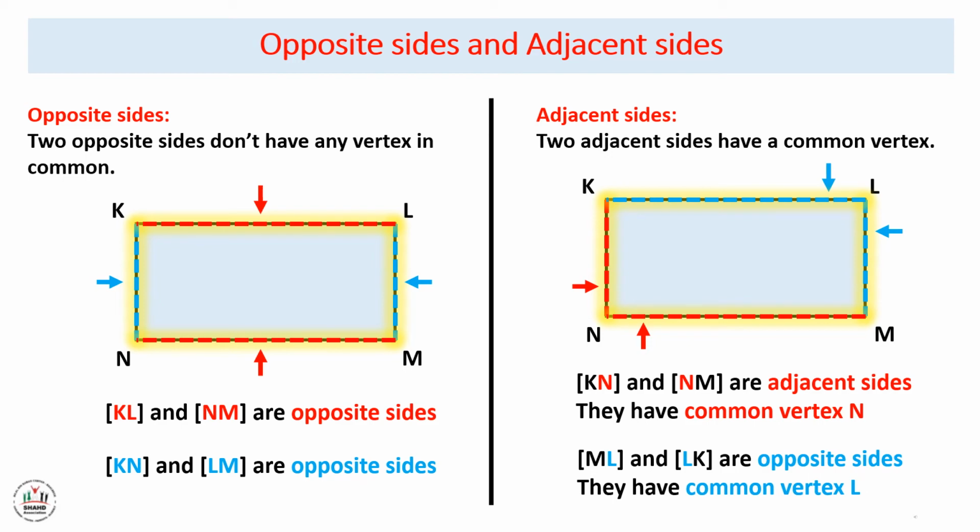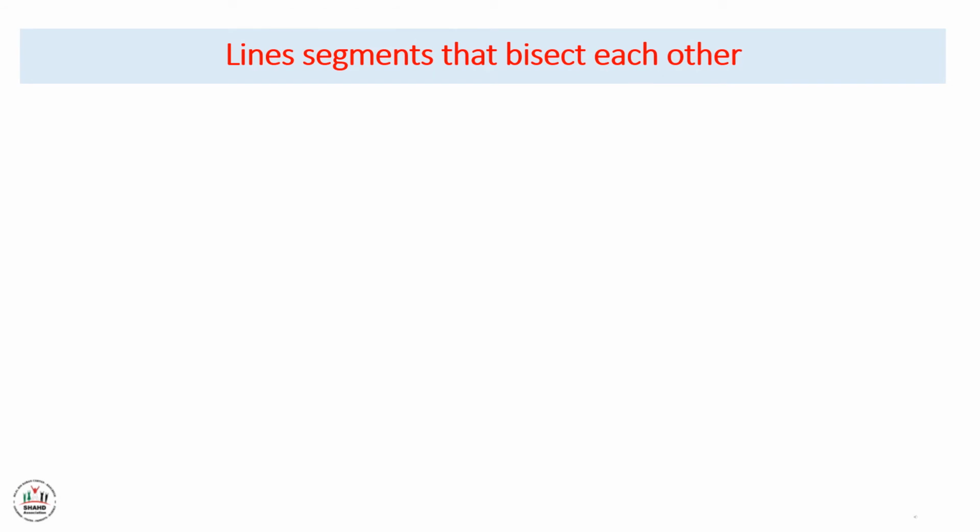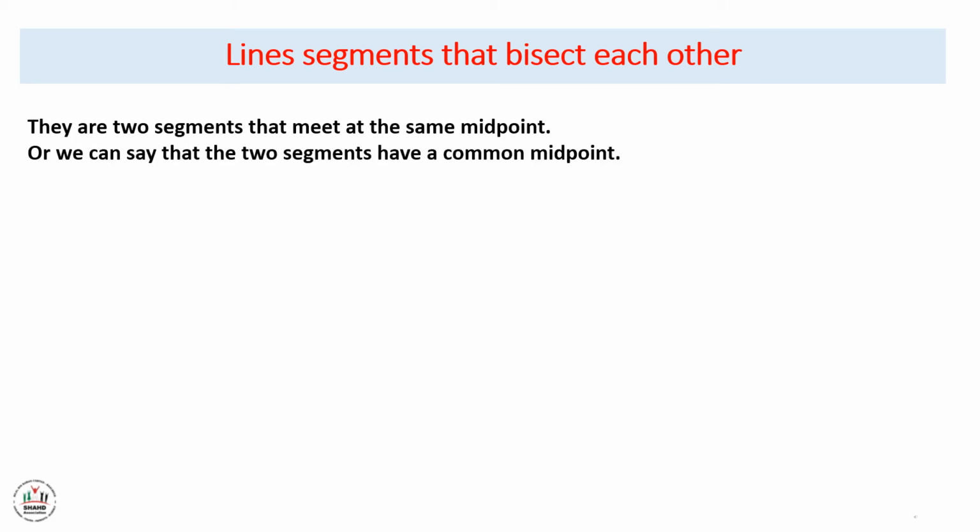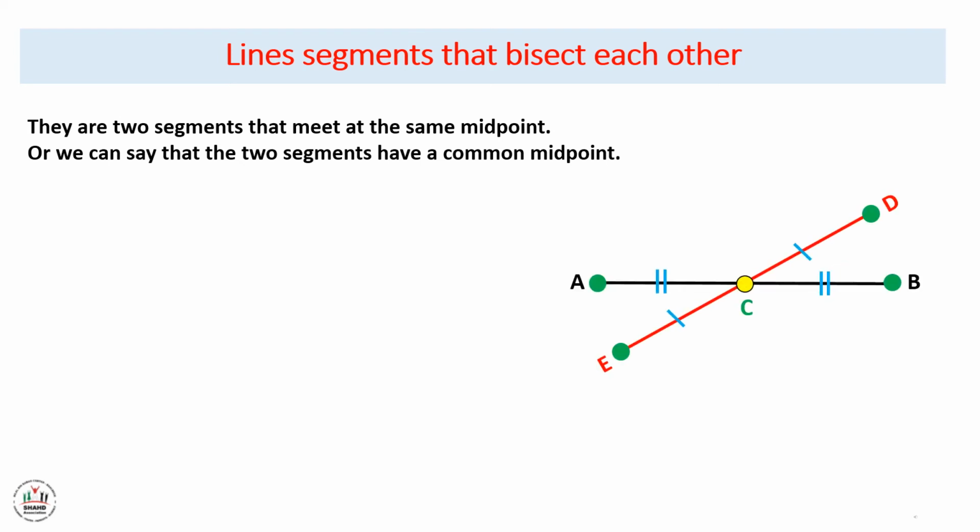Okay, great. Line segments that bisect each other. So line segments that bisect each other are two segments that meet at the same midpoint, or we can say that the two segments have a common midpoint. So we can only consider the two segments to bisect each other if they meet at the same midpoint, like this. So look at this figure.